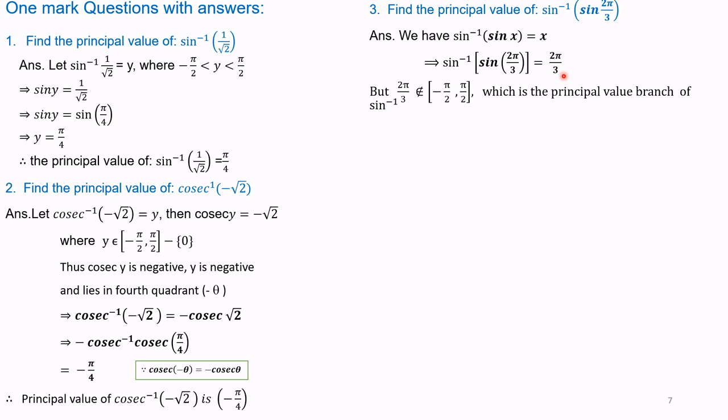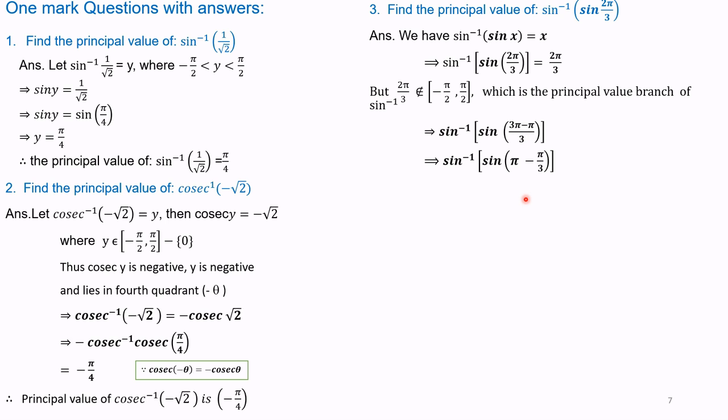But in this solution, 2 pi by 3 does not belong to minus pi by 2 to pi by 2, which is the principal value branch of sine inverse. We know sine inverse should fall in the range minus 90 to plus 90 degrees, but 2 pi by 3 is not falling into that. Therefore, we have to write 2 pi by 3 as pi minus pi by 3, since 2 pi by 3 is equal to 3 pi by 3 minus pi by 3.